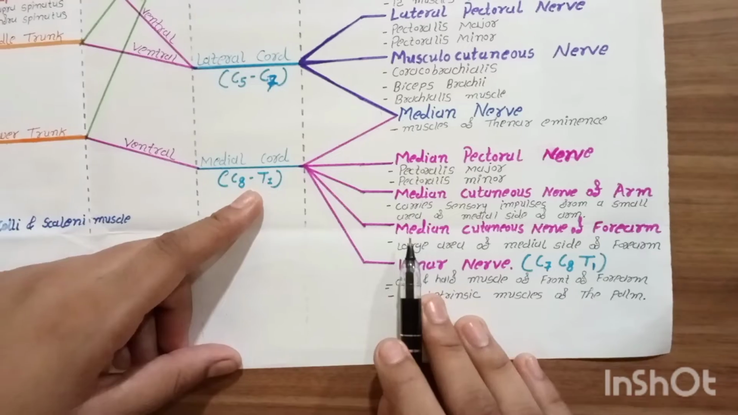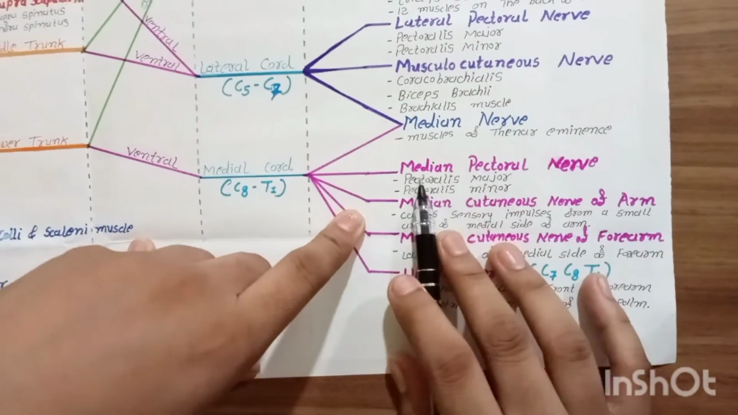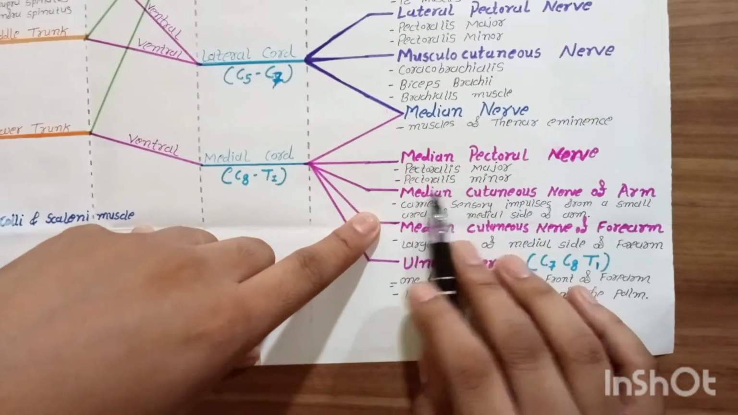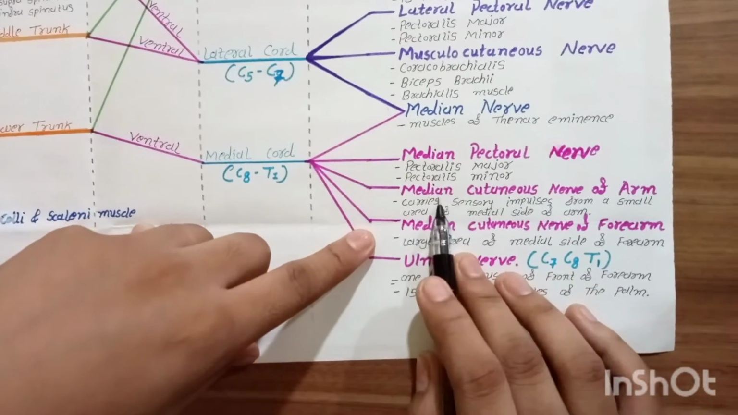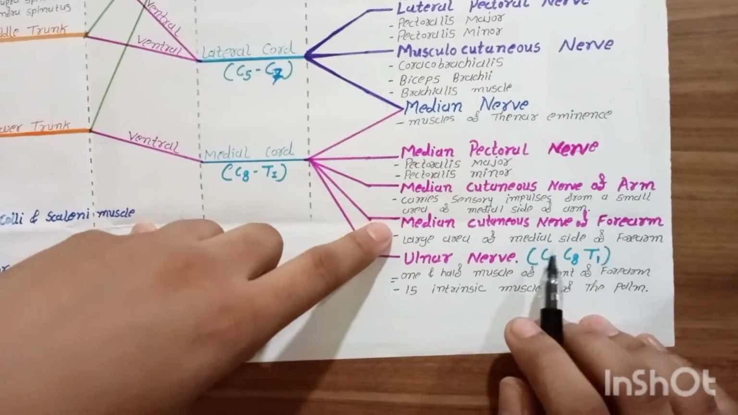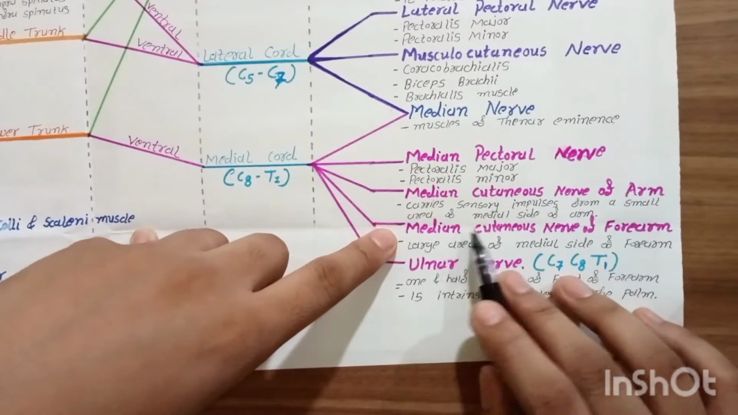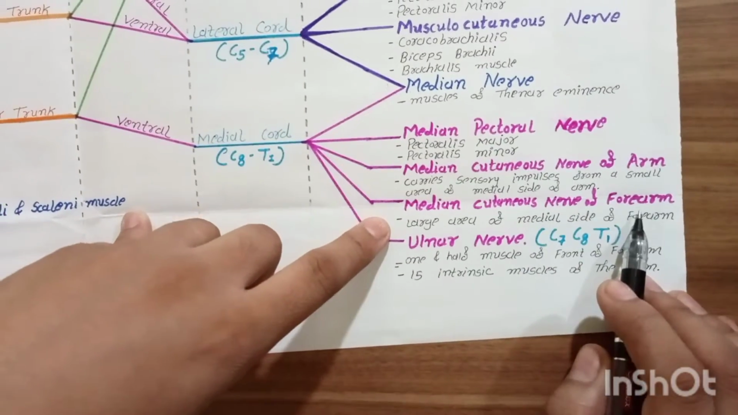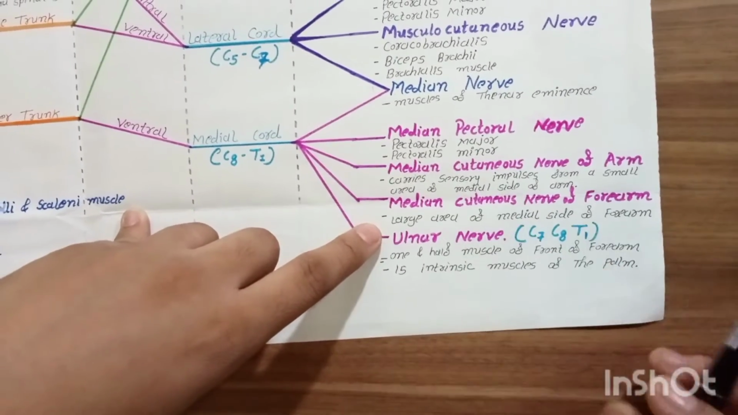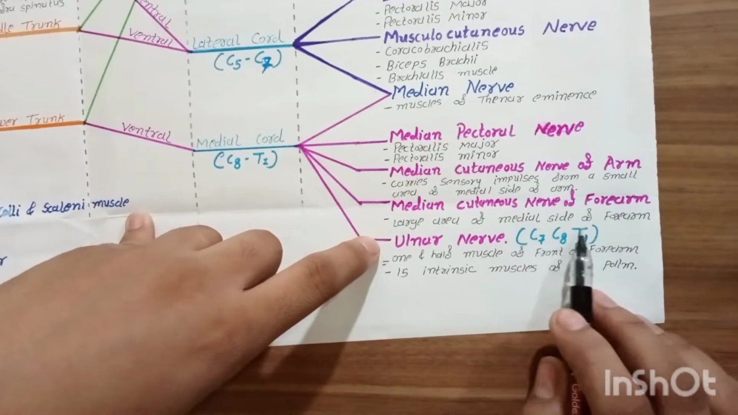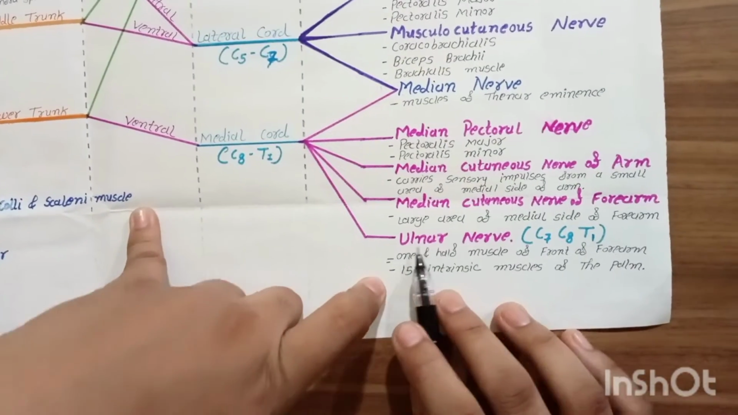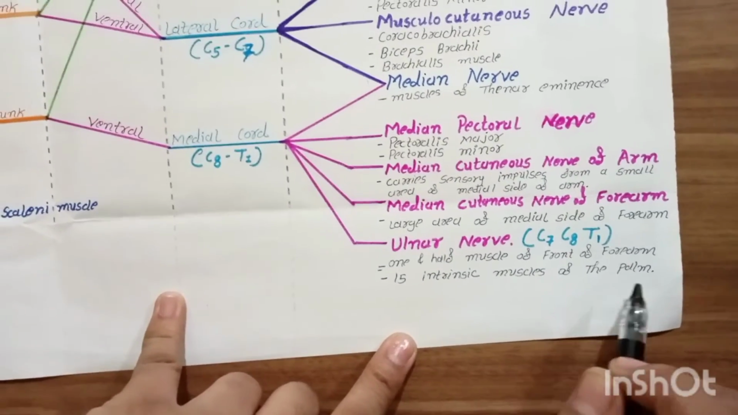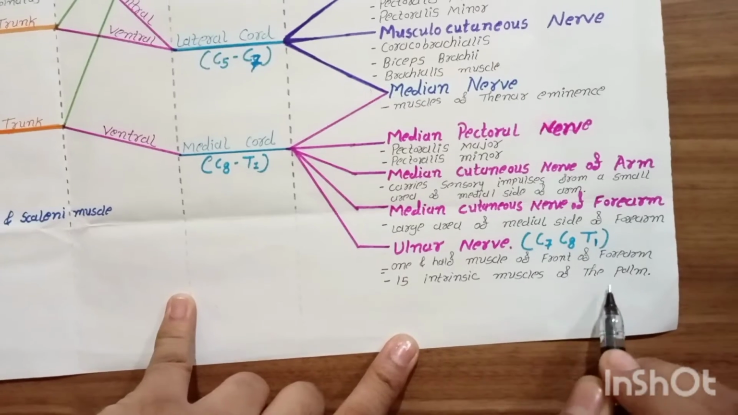Branches of the medial cord. Medial pectoral nerve, which supplies the pectoralis major and pectoralis minor muscles. Medial cutaneous nerve of arm, which carries the sensory impulses from the small area of the medial side of the arm. Medial cutaneous nerve of the forearm, which carries the sensory impulses from the large area of the medial side of the forearm. And the last is the ulnar nerve, which supplies the 1.5 muscles of the front of the forearm and 5 intrinsic muscles of the palm.